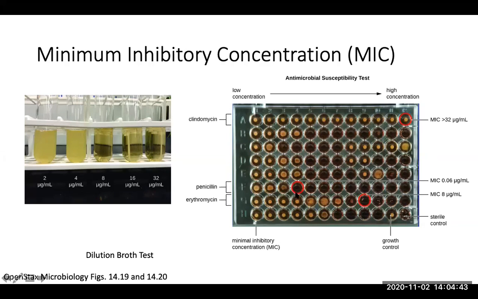For penicillin, it's 0.06 micrograms per milliliter. And for clindamycin, here at the very top, clindamycin was never able to prevent the growth, even at the highest concentration of drug used, which was 32 micrograms per milliliter. Now, we don't say that that means that clindamycin is completely ineffective. We just say that the MIC is greater than 32 micrograms per mil because that's the highest concentration we tried. But maybe if we'd gone up in concentration, eventually an MIC would be found.